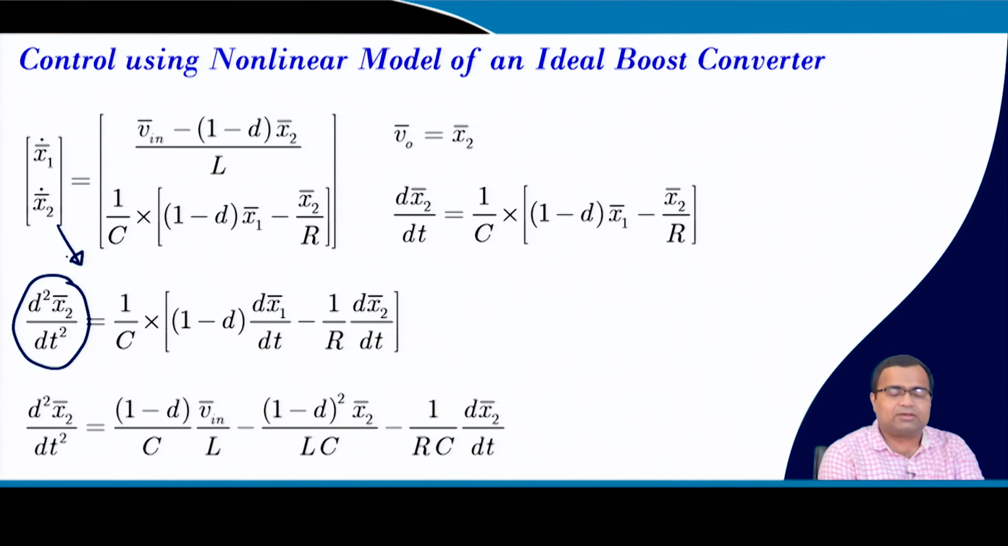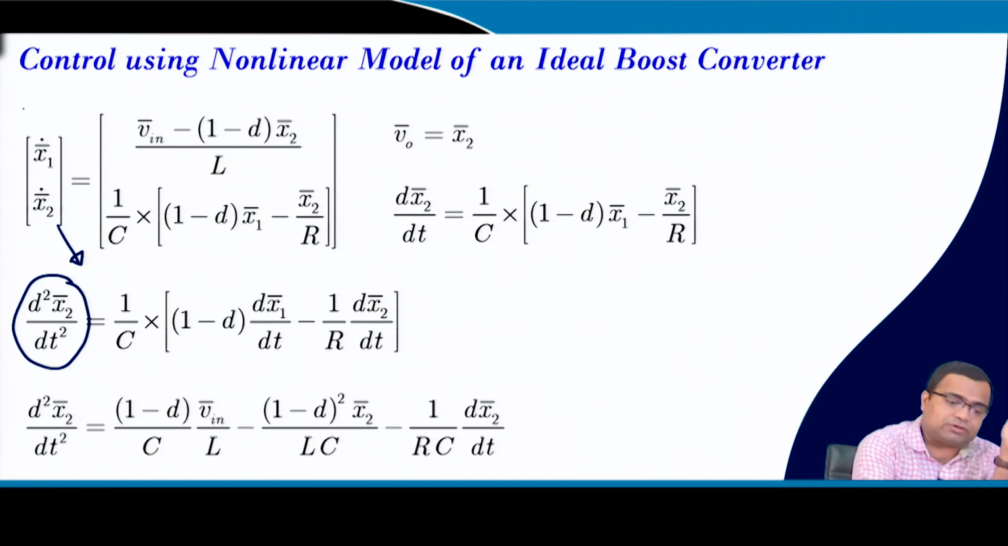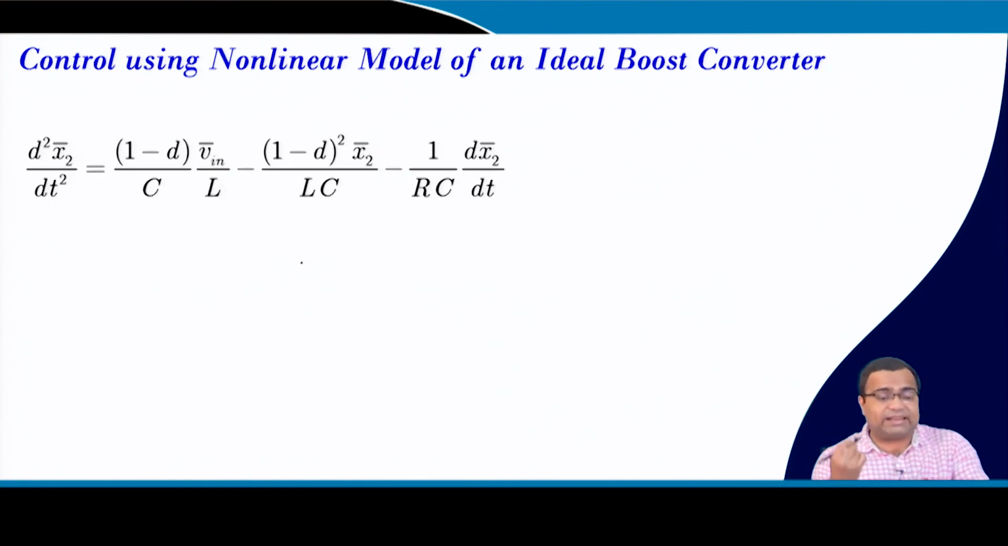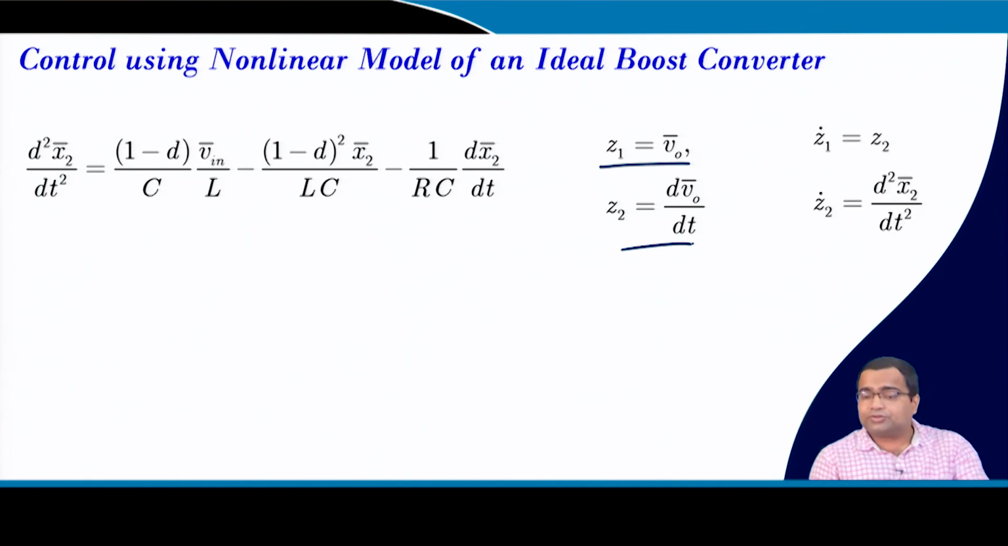So this can be represented from this model to this model, where here it is a state space model. It is a second order system, and we are writing two first order equations. Here we are writing one second order equation, right? And then since we have redefined V0 to be Z1 and the derivative to be dV0/dt, that means Z1 dot is Z2, this is straightforward.